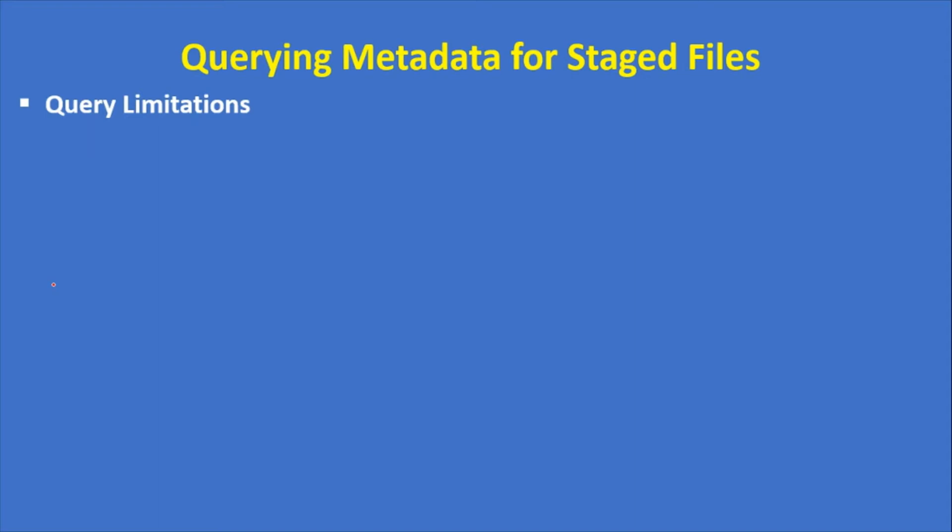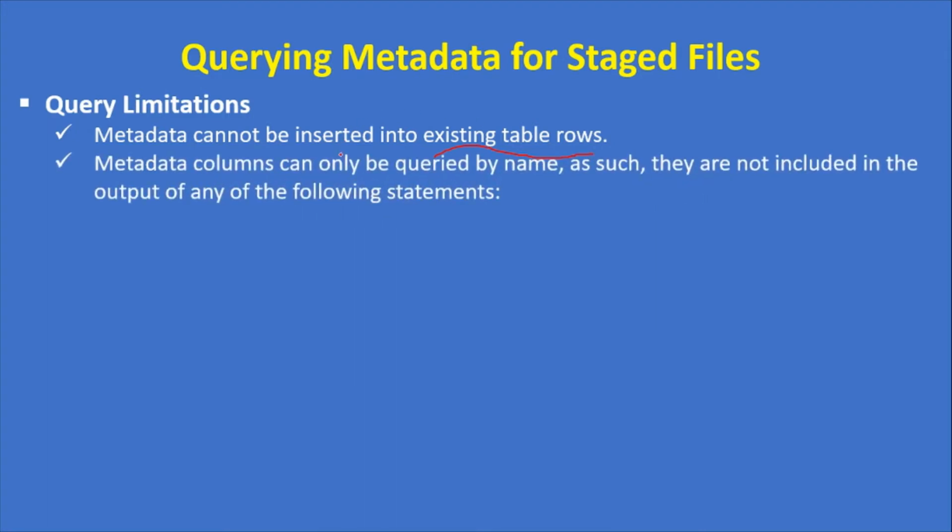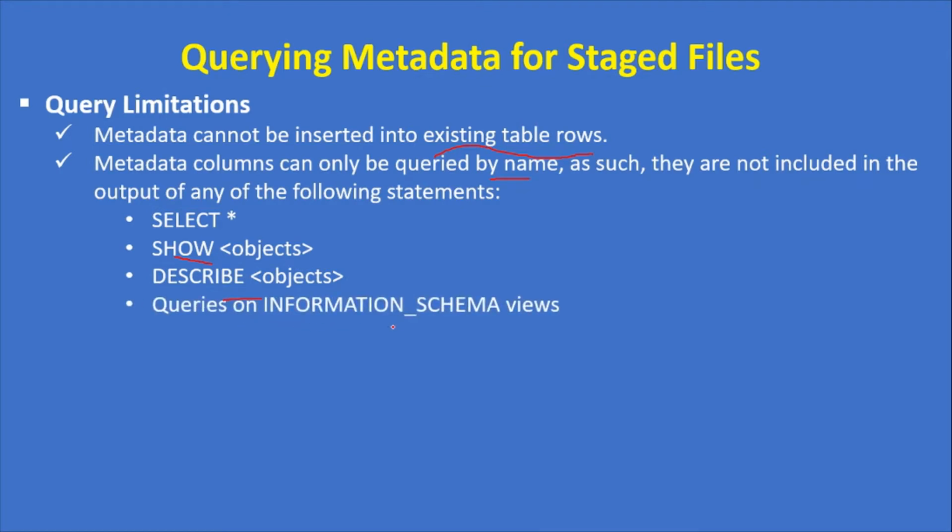There are a few query limitations on the metadata. Let's see what these limitations are. Metadata cannot be inserted into existing table rows. Metadata columns can only be queried by name. As such, they are not included in the output of any of the following statements: SELECT star, SHOW OBJECTS, DESCRIBE OBJECTS, and queries on the INFORMATION_SCHEMA views. In these cases we cannot use the metadata columns.